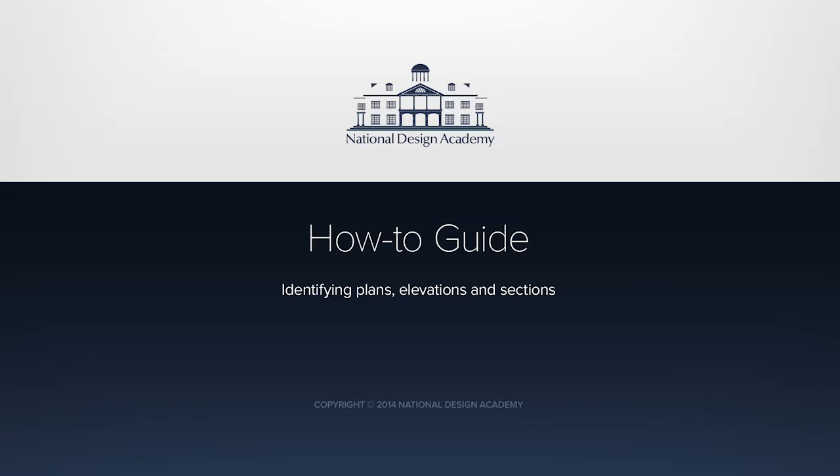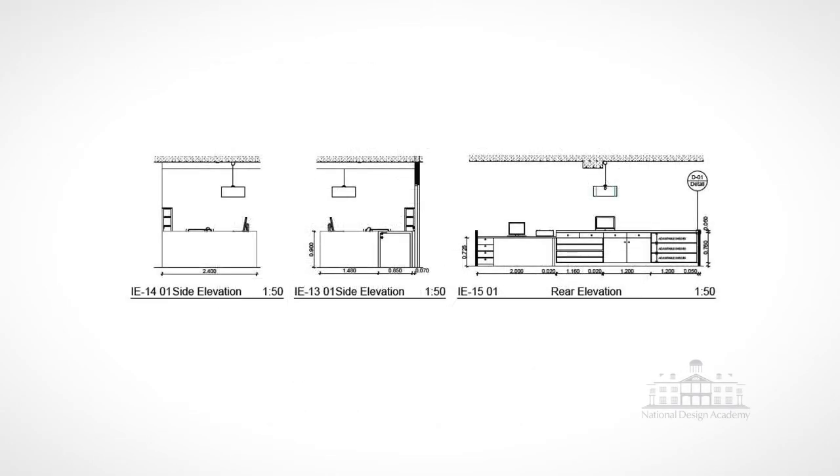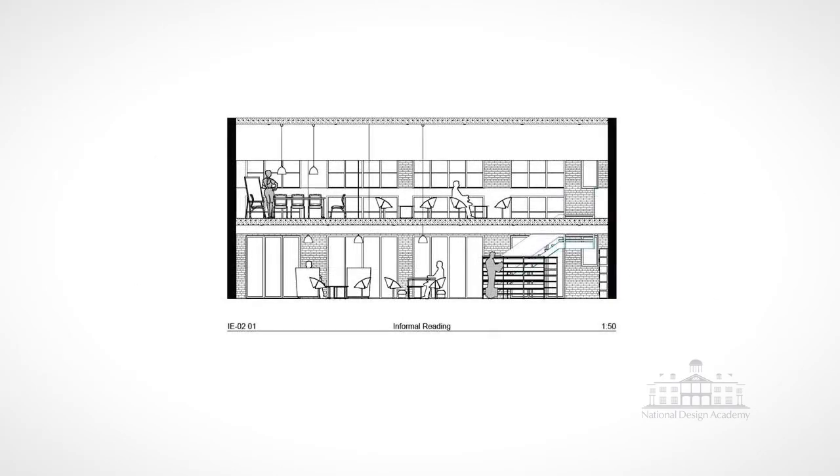This video is designed to help you tell the difference between the different views used to show an interior space. These are plans, elevations, and sections. To help demonstrate this visually, we have used an orange.